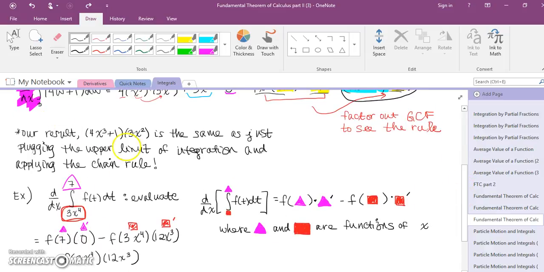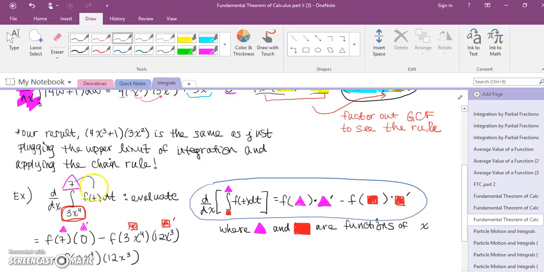Here's the first example. Let's take the derivative of the integral from 3x to the 4th up to 7. Notice this one's different because the lower limit has the variable. The upper limit is the constant. So I'm going to do the shortcut, and here is the visual definition. You're going to plug in the upper limit, plug in the lower limit, subtract, and apply the chain rule.